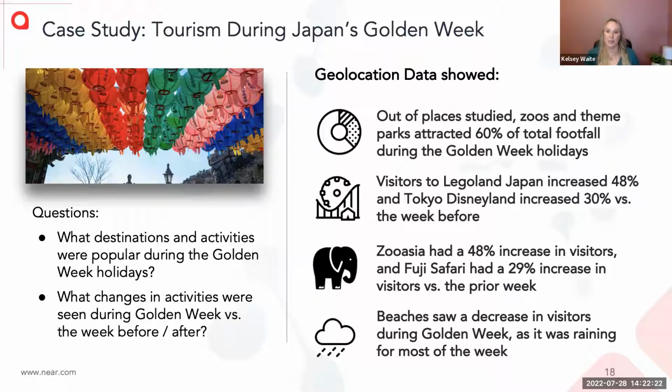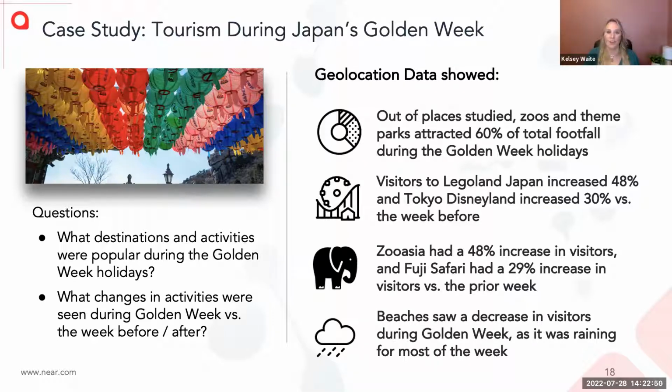We looked at several POIs, so over 20 POIs, points of interest. They included zoos, theme parks, tourist destinations, and beaches. So really hitting all of those top tourist attractions. And then the questions that we asked were, what destinations and activities were popular during the Golden Week holidays? What changes in activities were seen during Golden Week versus the week before and after?